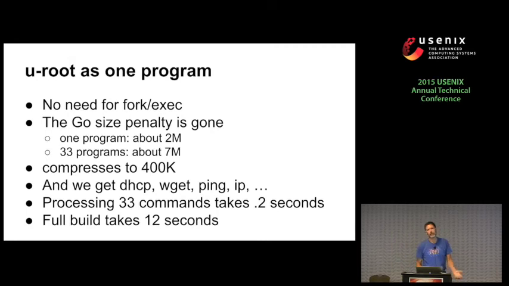The Go size penalty, which a lot of people complain about, I understand the reason, but one program is 2M. It's a high-level language. You have to pay. 33 programs are 7M. It compresses to 400K. Things that come with it are DHCP, wget, ping, stuff like that.